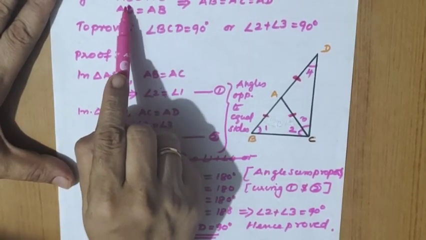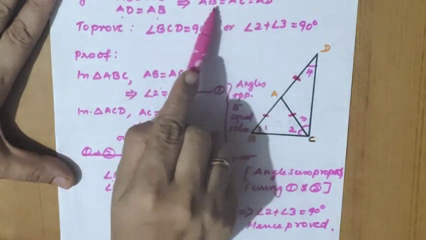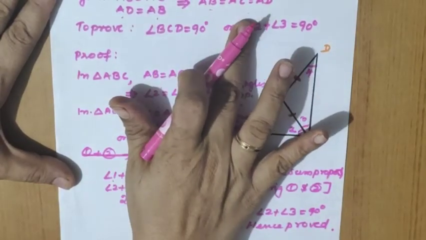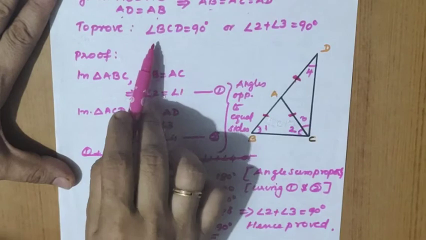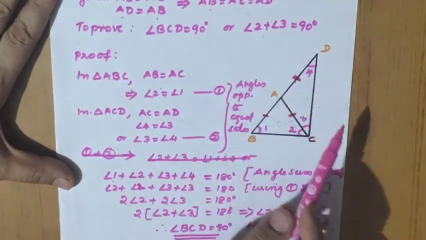It's given in the question that AB equal to AC, AD equal to AB. By this what you get? All the three sides are equal. This must be written, otherwise it's a wrong proof. Now what is to be proved? Angle BCD 90. From the figure it is angle 2 plus angle 3.